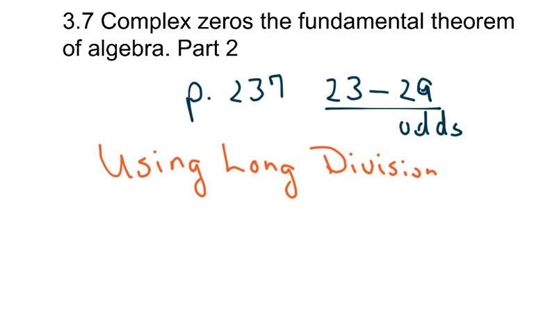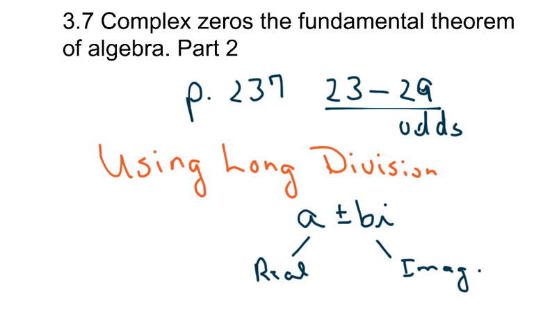I'll make a quick video on how you can use synthetic division, and it works mainly when the complex numbers look like this: a plus or minus bi. This is called the real part, and this is called the imaginary part. If one of your zeros is just the imaginary part, it's pretty easy to use synthetic division. So I'll do a quick video on that after this, and then that'll be it for chapter 3.